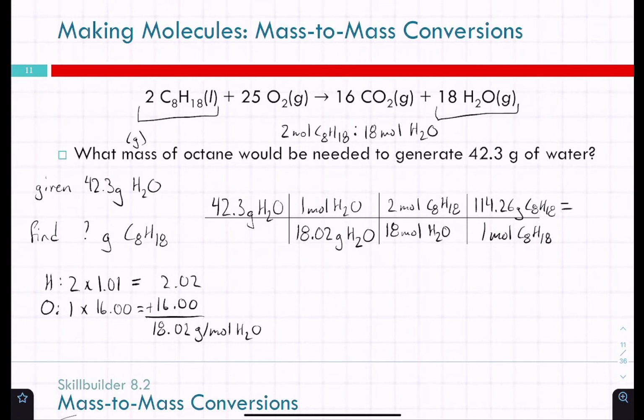So we multiply everything across the top. So 42.3 times 2 times 114.26 divided by 18.02 divided by 18. And we're going to have 29.8 grams of octane. So if we react 29.8 grams of octane, that will produce 42.3 grams of water.